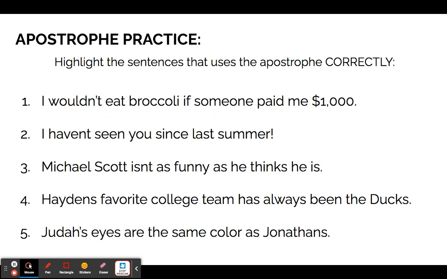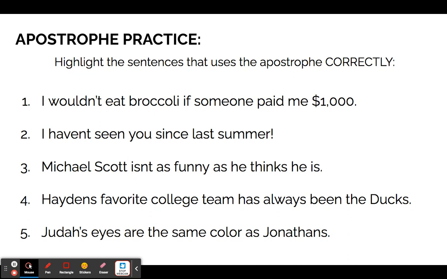Okay, a little bit more practice. I want you to look at each of these sentences, there's 5 total, and highlight the sentences, so there could be more than one, that uses the apostrophe correctly. So these have different things going on, and all I want you to do is determine which sentence is using an appropriate version of an apostrophe.